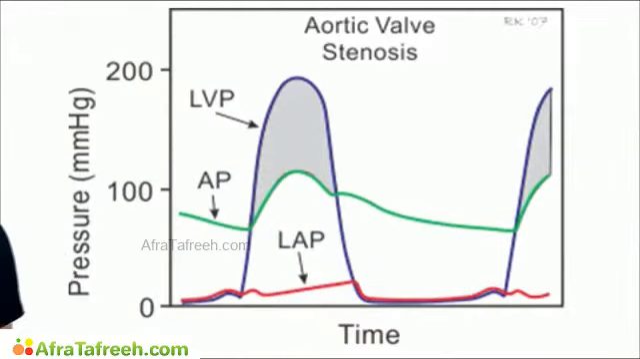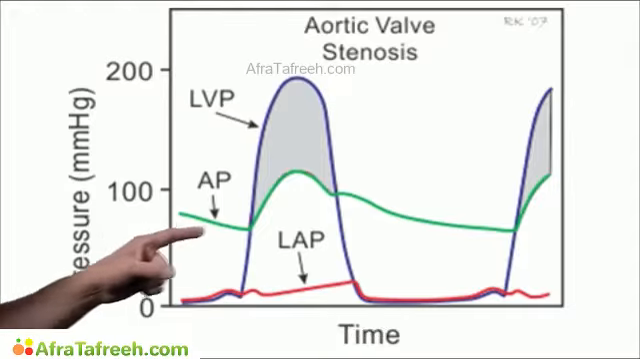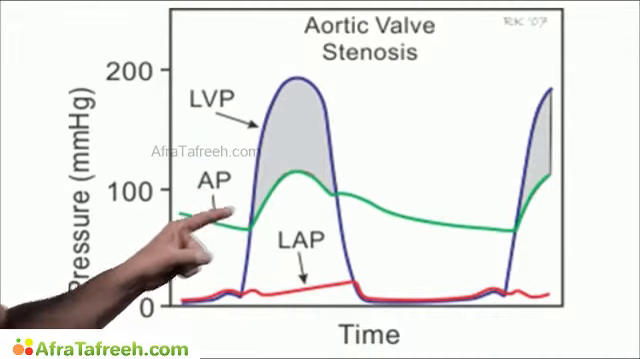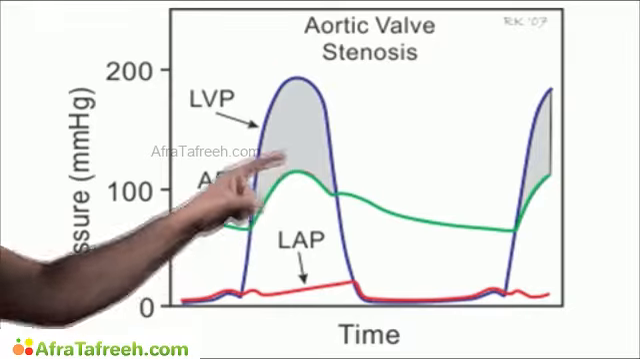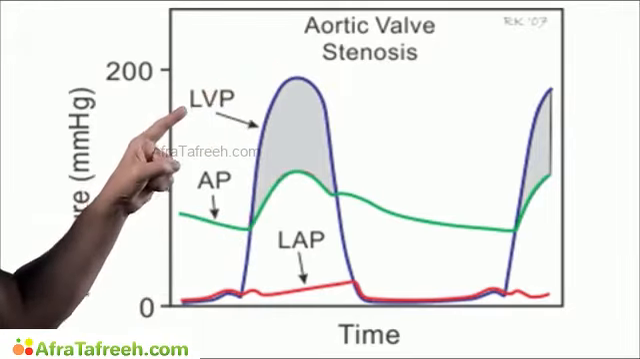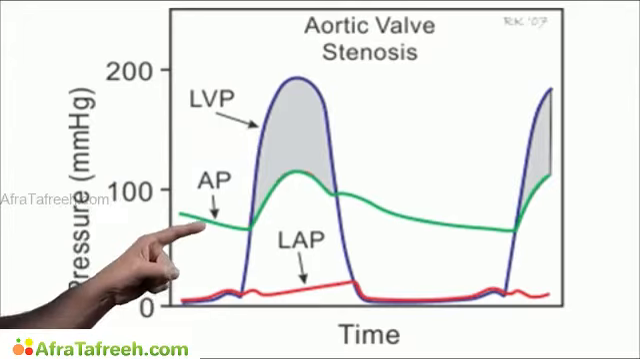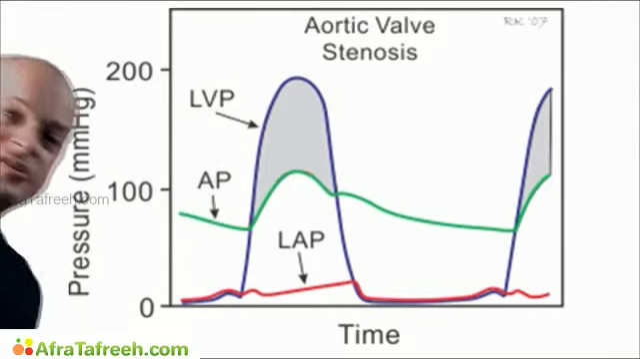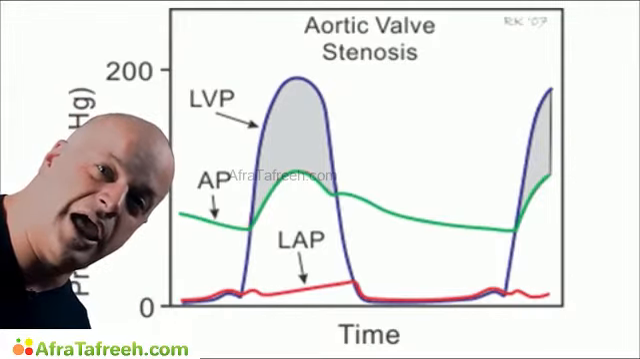Now, this is a graphical representation of aortic stenosis, because this shows you the gradient. This is the aortic pressure, the green line. Why is the aortic pressure so much lower than the left ventricular pressure? Why is the difference there? Because there's a stenotic valve in the way.